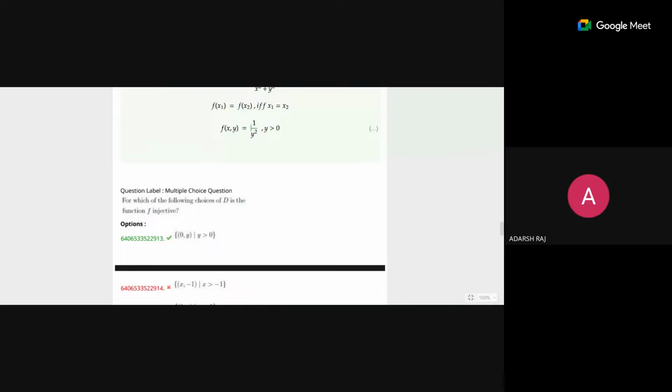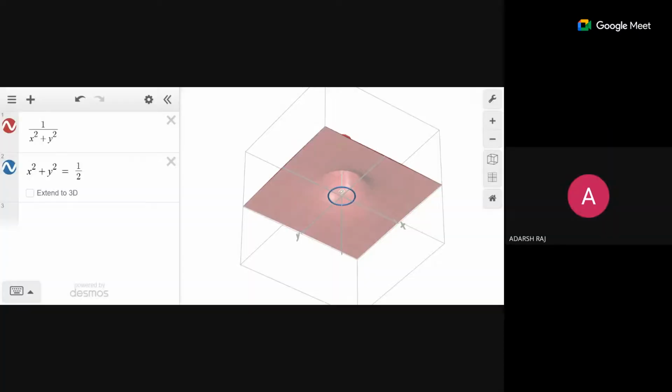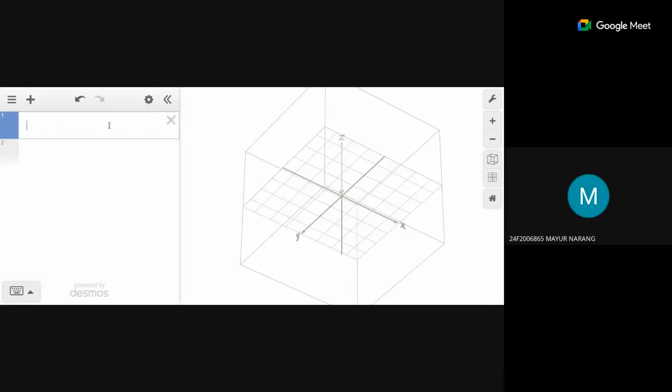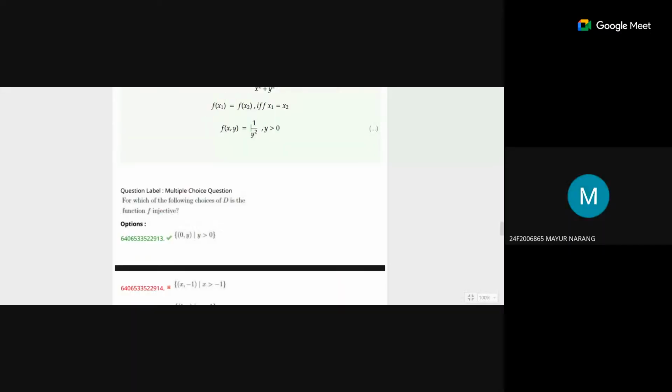So the graph. Sir, please don't go with the graphs. Yes. So you understand, right? The algebraic approach is better than the graph. We are not able to see graphs in exams. Okay, okay.